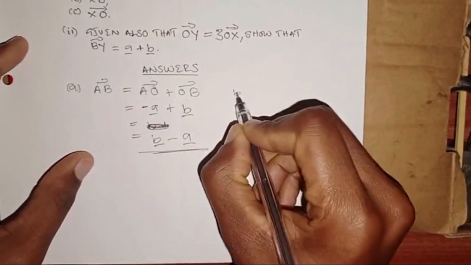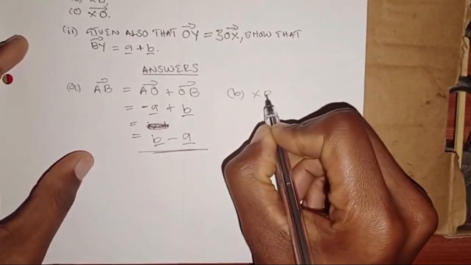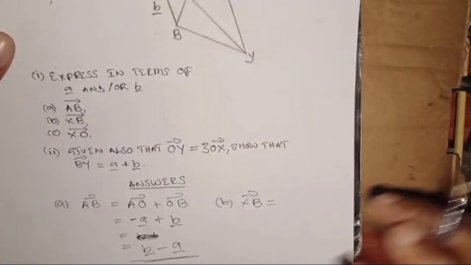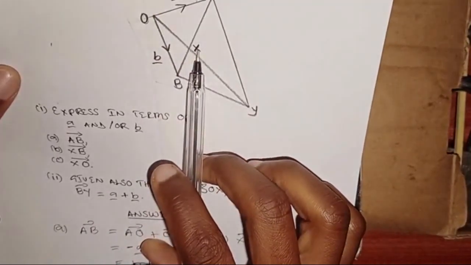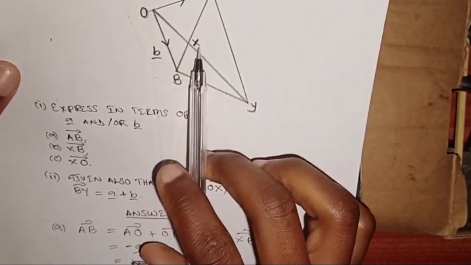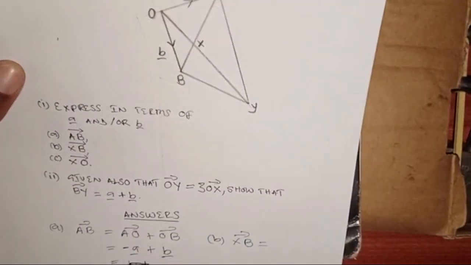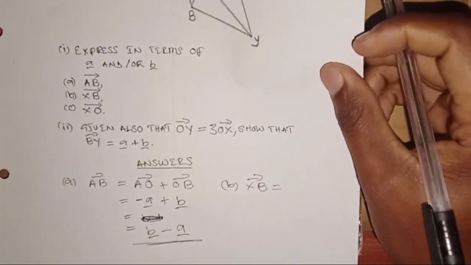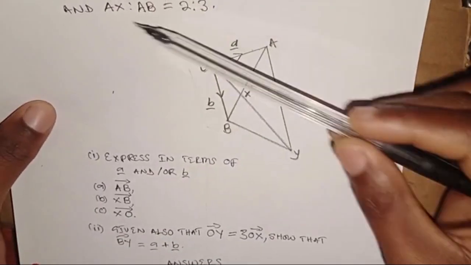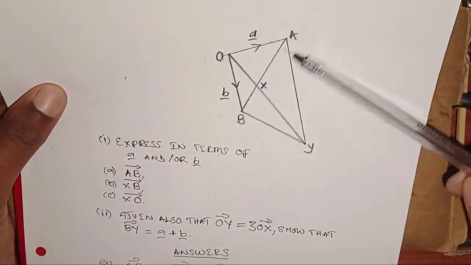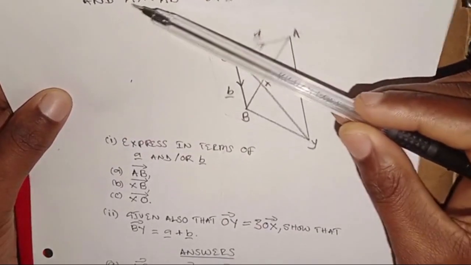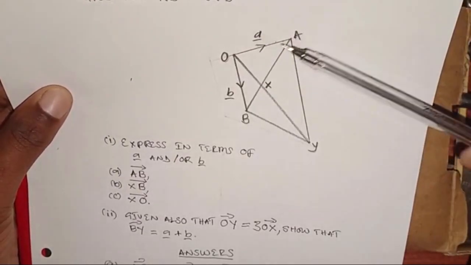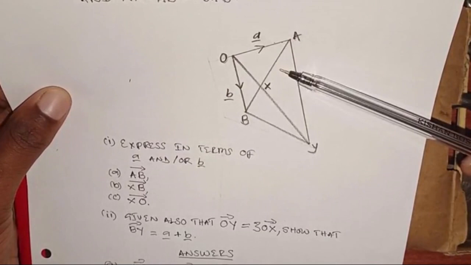So let us go to B, vector XB. So how do we find vector XB? Let us look at our diagram real quick. So XB, this is X, this is B. How in the world do we move from X to B? We have to look at the ratios. So from AX, when they say AX, they mean that from A to X, it's given by what? The 2 here. So from A to X, there is a 2 here.